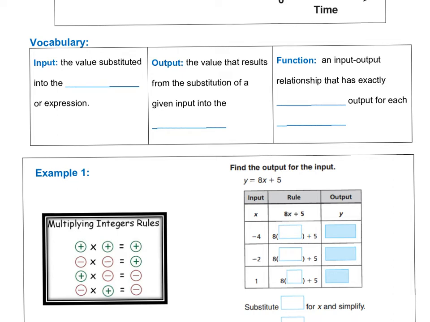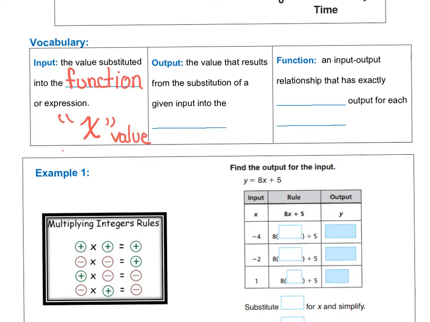Let's move on to vocabulary. Our terms today are input, output, and function. Starting with input, input is the value that is substituted into the function. So we're going to write the word function here. Remember, our function is our rule. So the value substituted into the function or expression is our x value. So write that in there too. It's our x value.